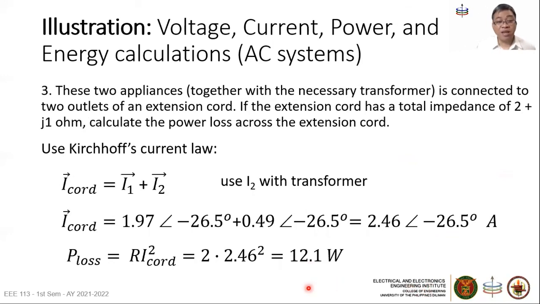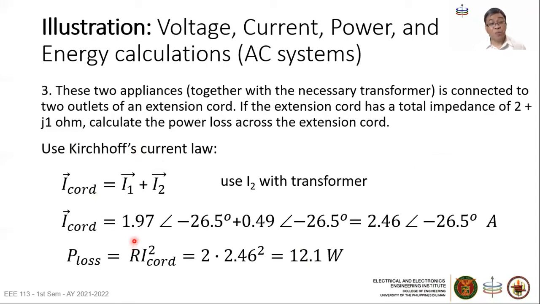For item 3, we were told that these two appliances, with the transformer, of course, are connected to two outlets of an extension cord. If the extension cord has a total impedance of 2 plus j1 ohms, calculate the power loss across the extension cord. So how much current will really flow through the extension cord?